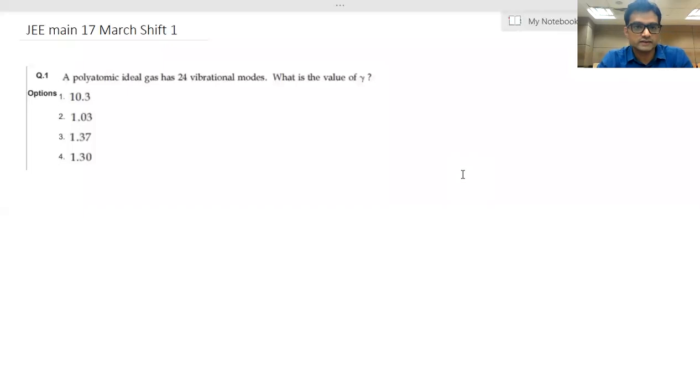So now we will discuss some questions of 17th March shift 1. So here in this question it is given a polyatomic ideal gas has 24 vibrational modes. What will be the value of gamma? So what is gamma? Gamma is basically Cp by Cv.